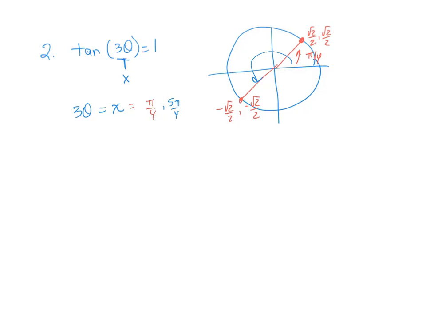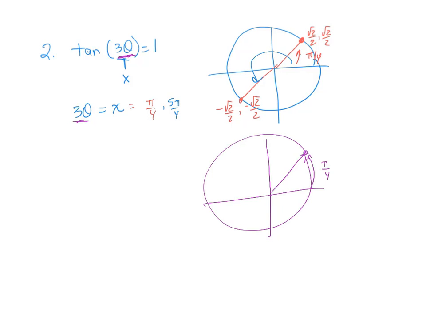Now the problem is we have to divide by 3. Remember, we're looking for theta, not x. We have to divide by 3, which means we have to go around the unit circle 3 times. So let's start at pi over 4. I'm going to go around one more time, so I need to add the 2 pi. 2 pi is 8 pi over 4, and that's going to give me 9 pi over 4.